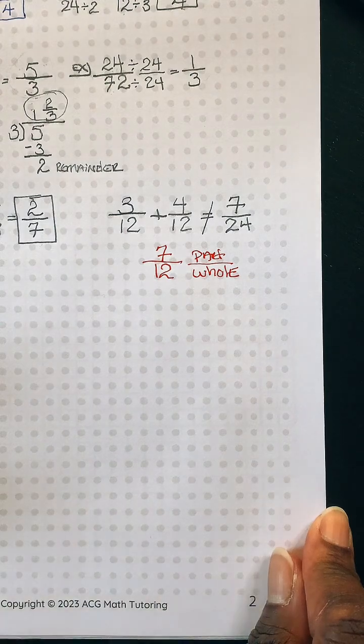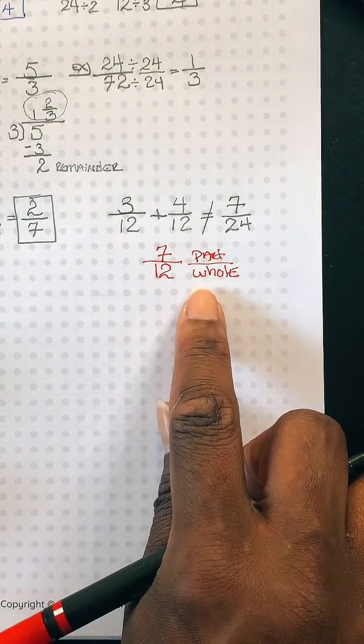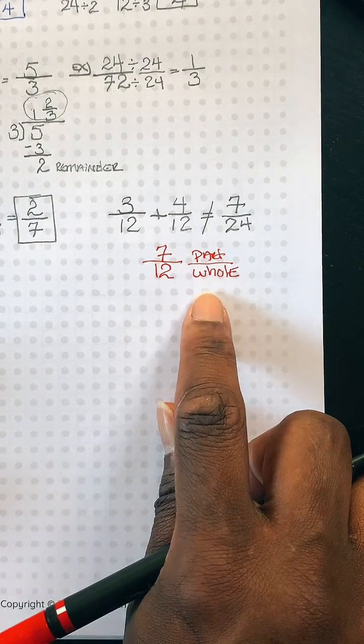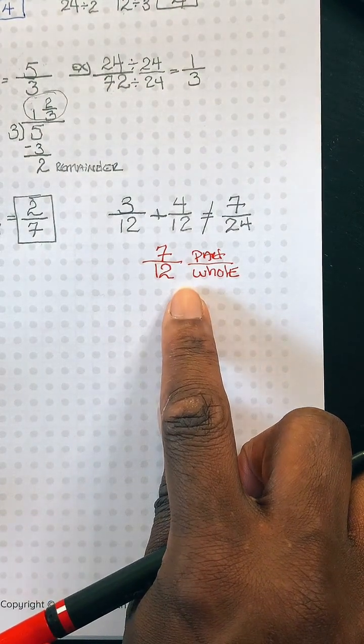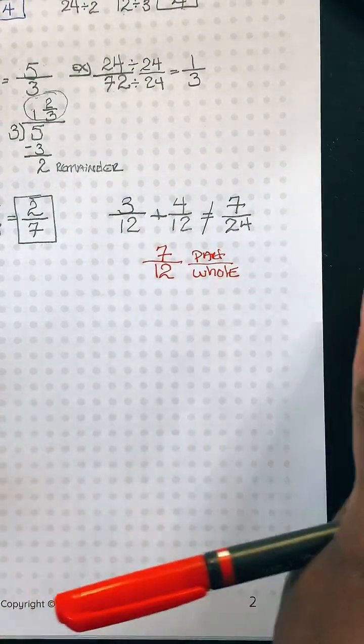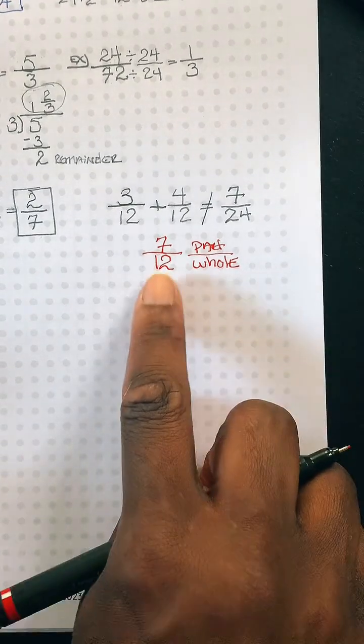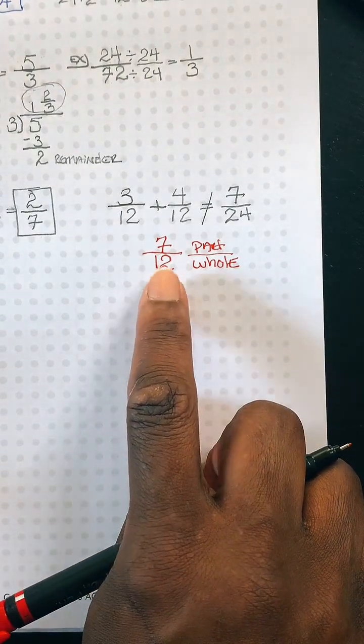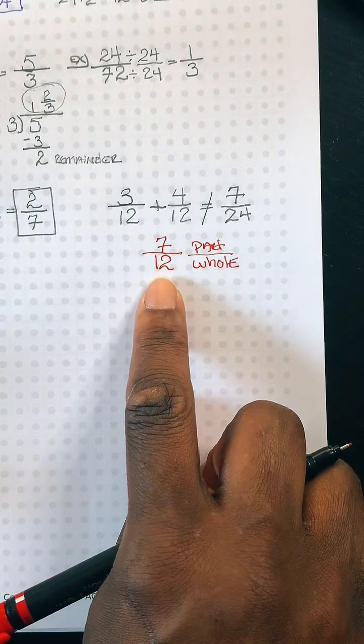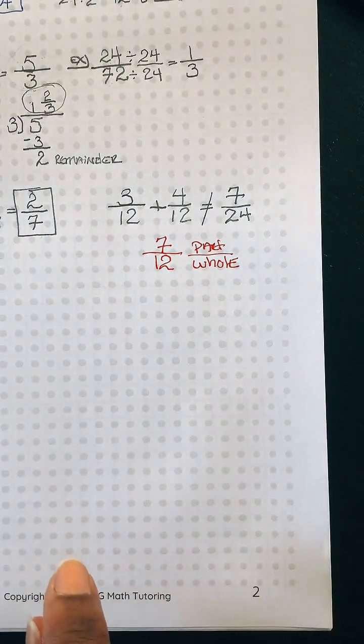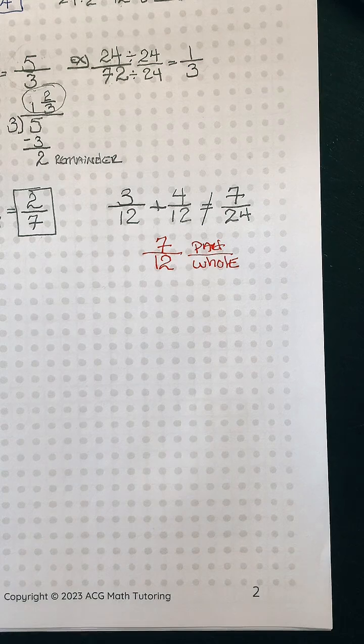Yes. What you're thinking of is when you're multiplying. When you're multiplying and dividing, different rules. But when you're adding and subtracting, you're going to keep it as the common denominator. Okay. Yes. All right.